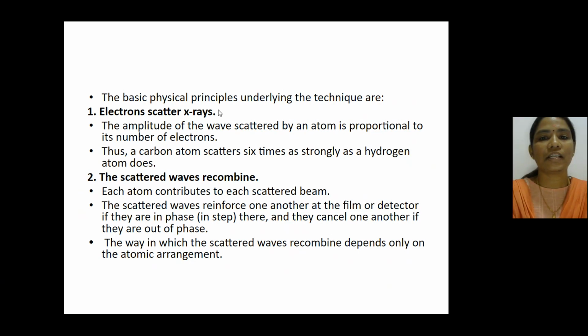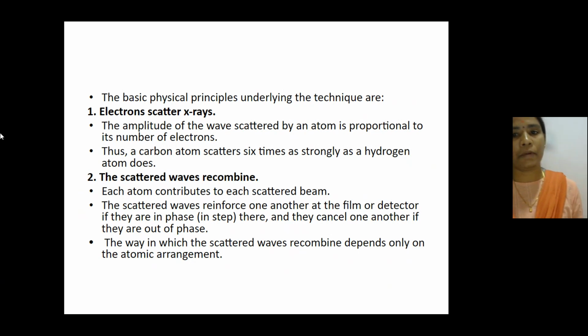The basic physical principle underlying the technique is that electrons scatter X-rays. That's the principle used here. When there is a wave, you have two things: the amplitude of the wave and also the phase. If you know these two values, you can determine the atomic position.